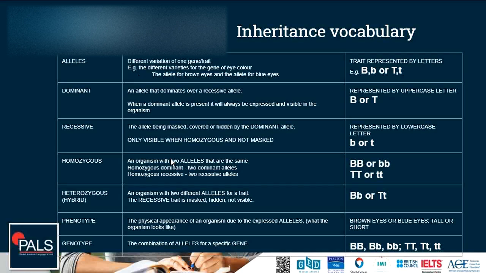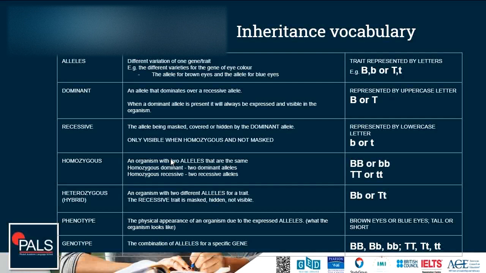Traits are often represented by letters. For one gene we choose one letter, and for the different alleles, if it's simple inheritance, we often have just two alleles, one dominant and one recessive allele. We choose a capital and a lowercase letter. So what are dominant and recessive alleles? This is where it comes to what we will see in the end in the organism. A dominant allele is an allele that dominates over a recessive allele.